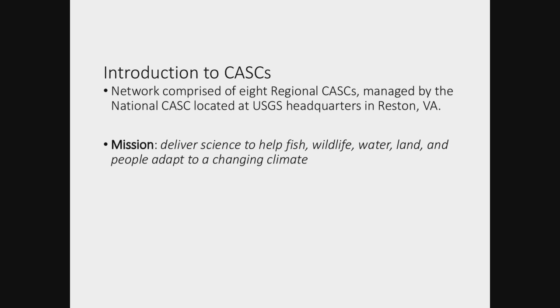So the CASC network is comprised of 8 regional centers, and we also have a headquarters office, national CASC, located at USGS headquarters. And as you can see here, our mission really is to deliver usable science that can be used to help fish, wildlife, water, land, and people adapt to a changing climate. And within that work, we certainly do consider and try our best to account for other important changes, such as invasives.